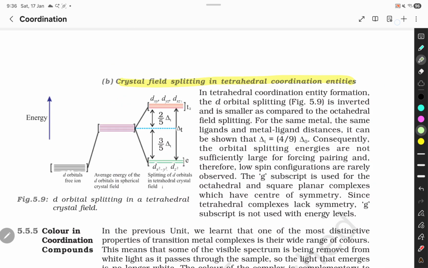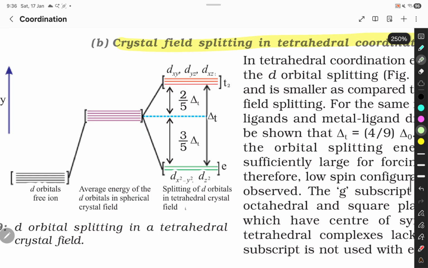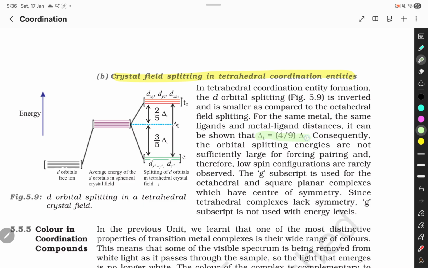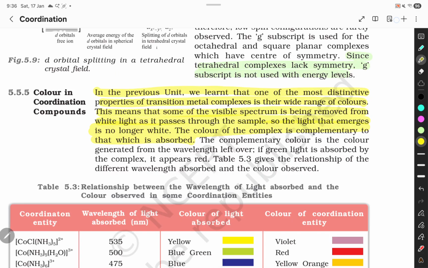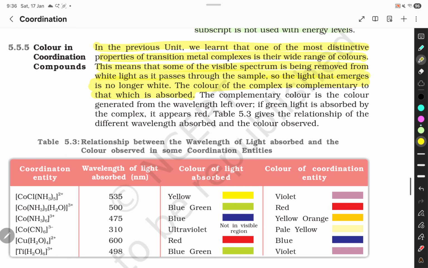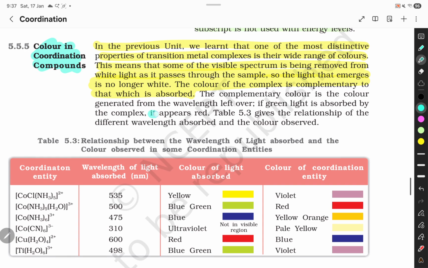Okay. So yeah, in the tetrahedral system, we just have to know which orbitals are switched up. Like the barycenter is switched up, everything is switched up. And one relation that is very common is this one: delta T is equal to 4 by 9 delta O. So yeah, this is color of coordination compounds.